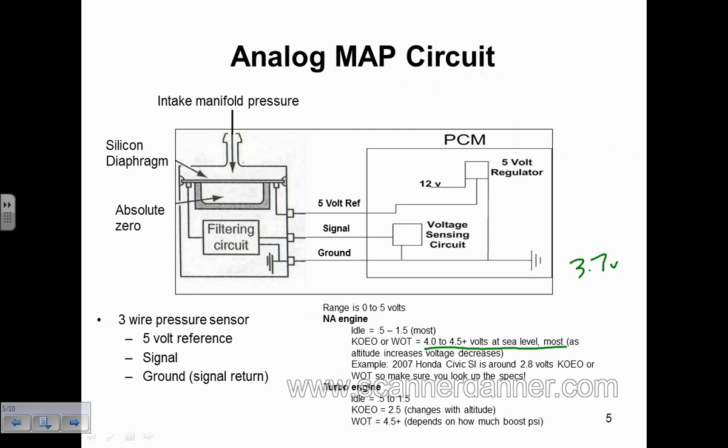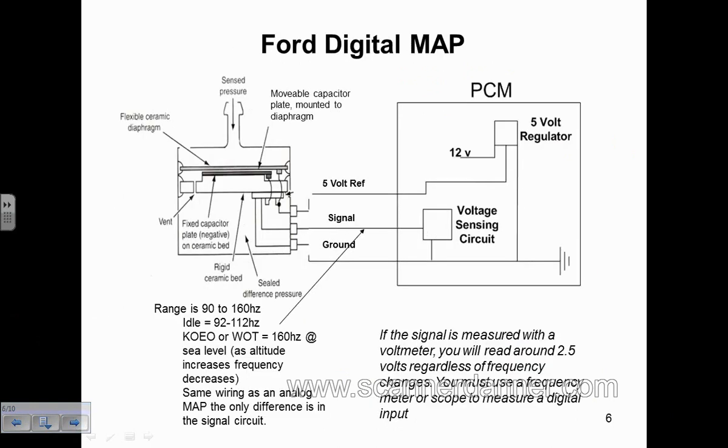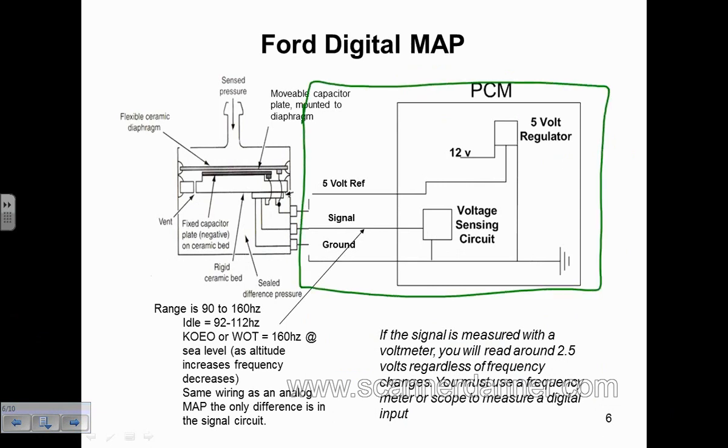I want to jump you down to the digital MAP, and this isn't anything different. Again, if you look at this much of the circuit, what's it look like? It looks like a potentiometer, right? Can we test this thing electrically the same way? We can, except there's one difference. The signal circuit is a square wave, and it's a big difference.